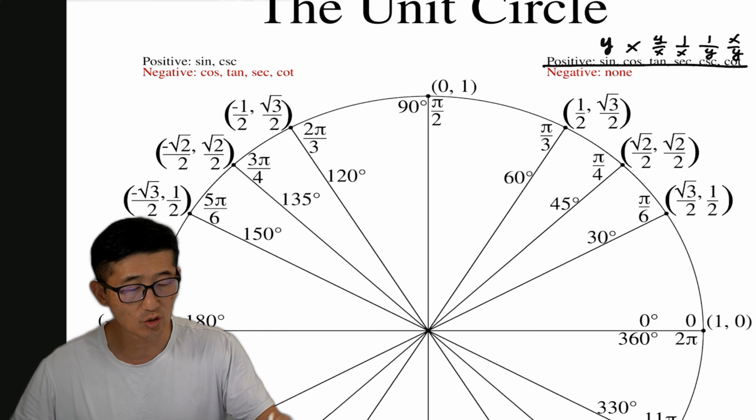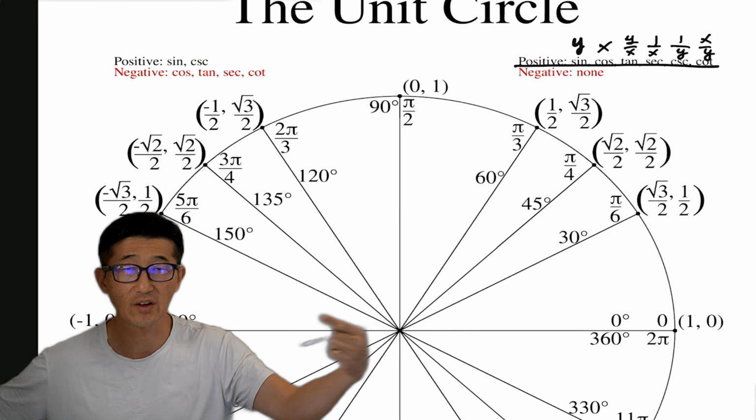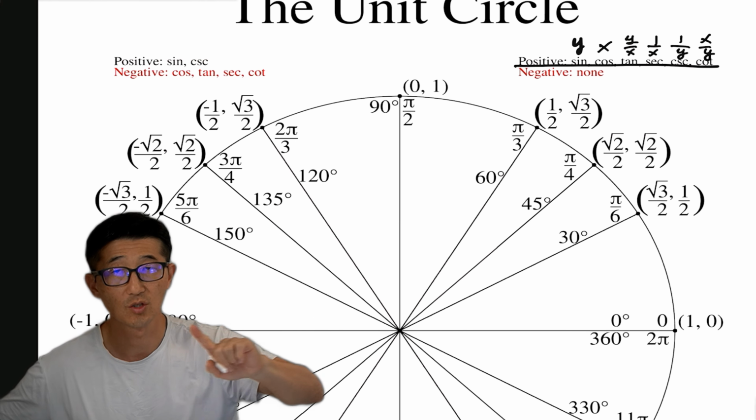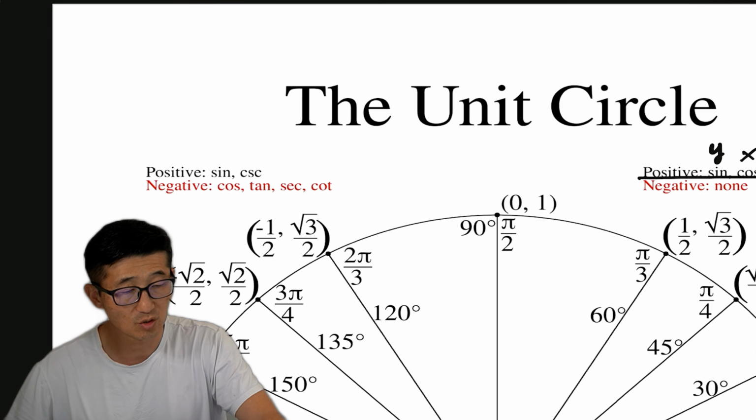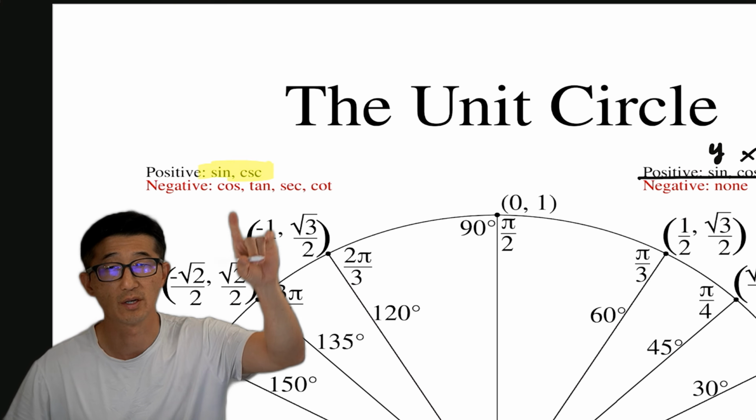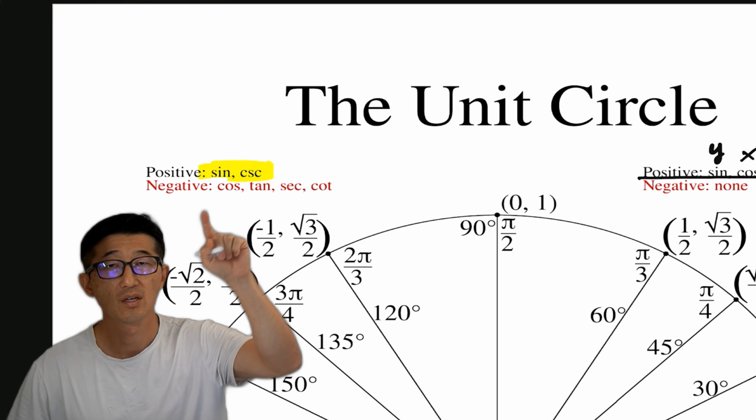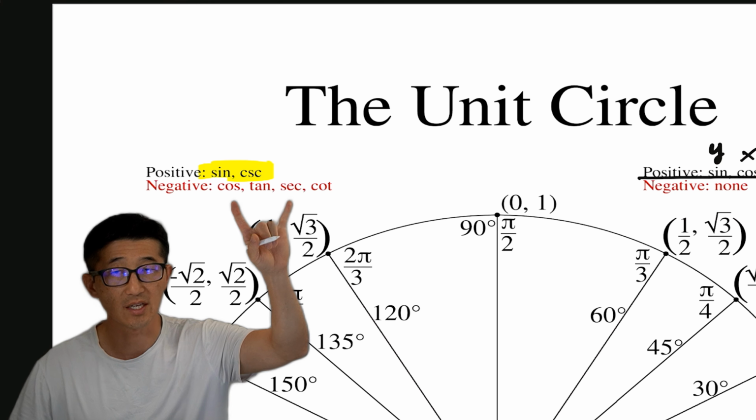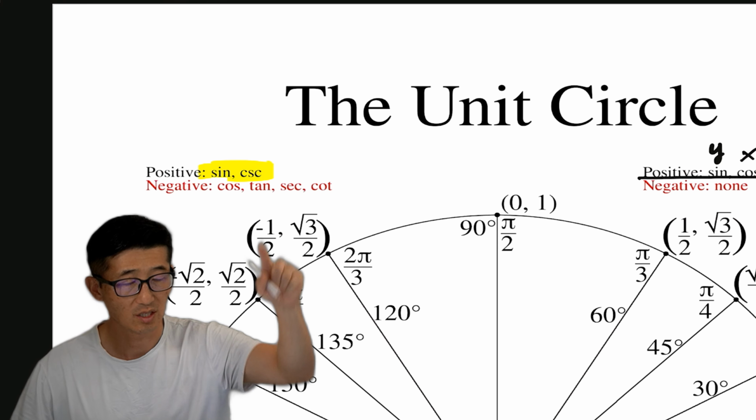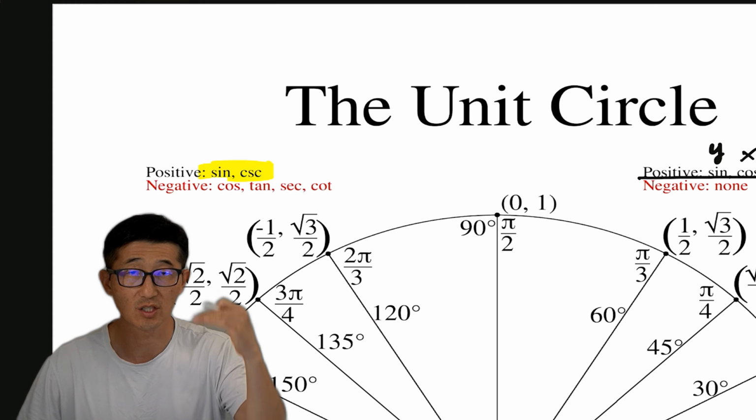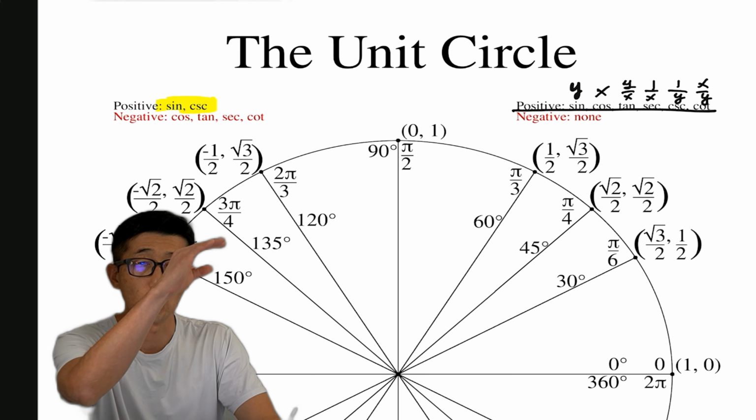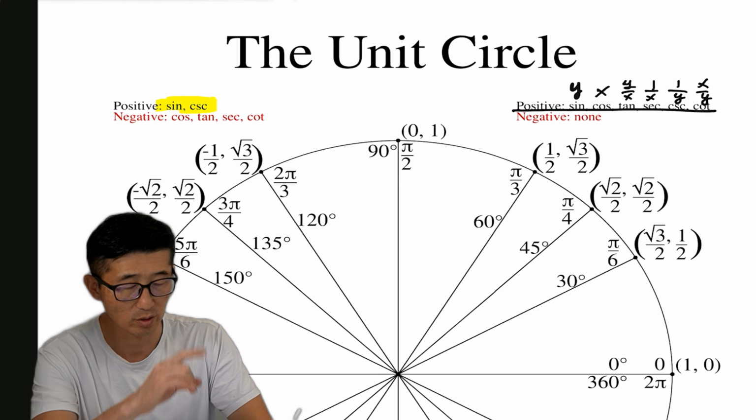So, like in quadrant 2, notice right here, all the y values go up, right? So they're always going to be positive. So sine and cosecant will be positive. Cosine and secant will be negative, and tangent, because it's sine over cosine, in quadrant 2, y over x, it'll be negative, and that's why it's there.